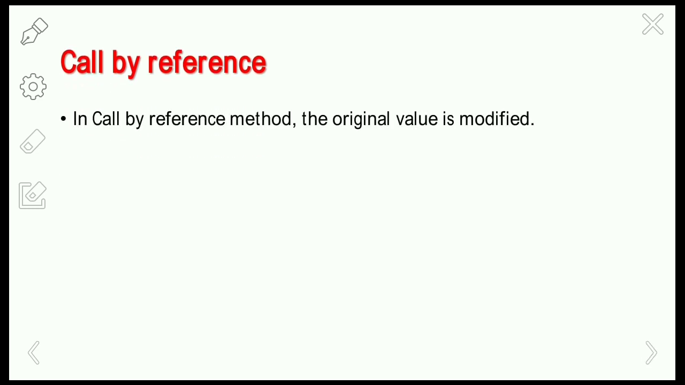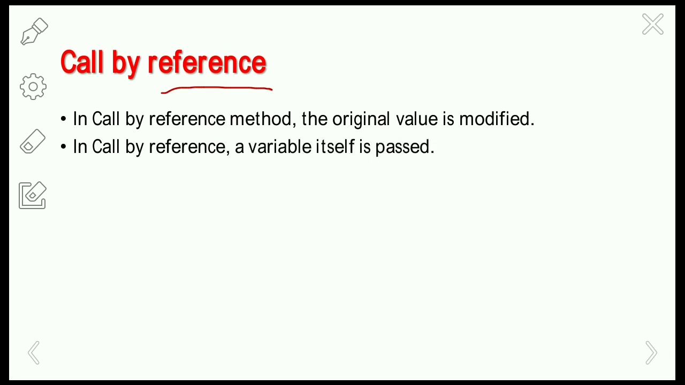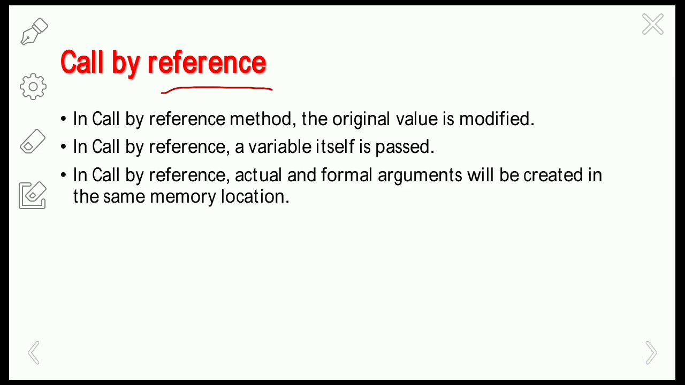So in the call by reference, the original value is modified. Here we are passing the reference of the particular variable as a formal parameter. So that's why the original value will be modified. The reference of a variable itself is passed from the calling function to the called function. In call by reference, actual and formal arguments are in the same memory location, so both will point to the same memory location.